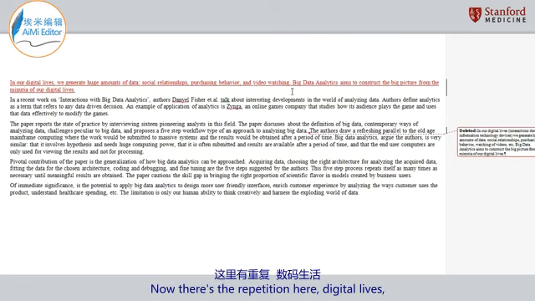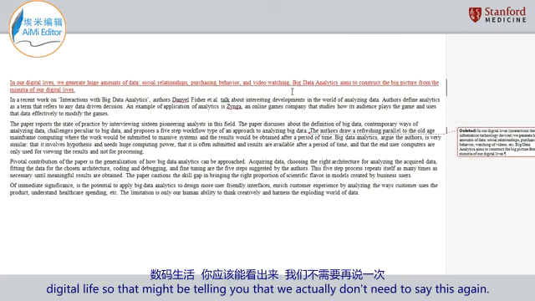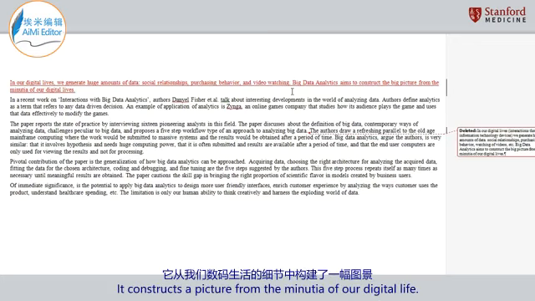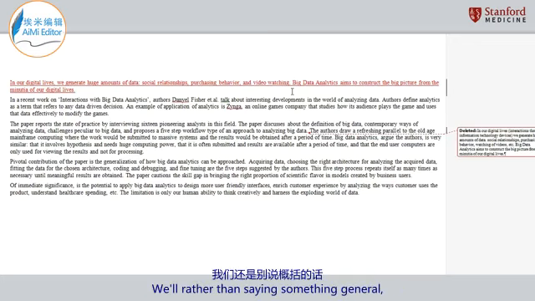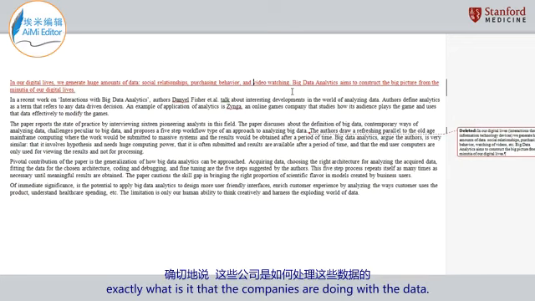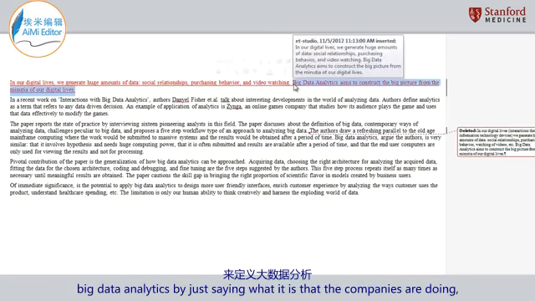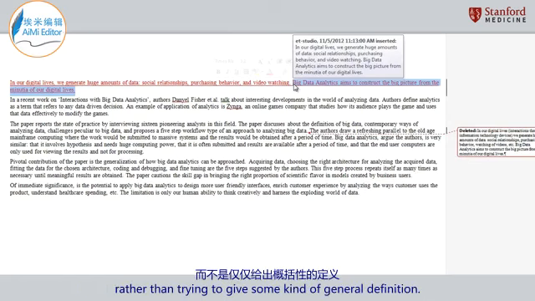So then we get big data analytics aims to construct the big picture from the minutia of our digital lives. Notice the repetition here, digital lives, digital lives. So that might be telling you that we actually don't need to say this again. So that's a little bit of a general way of saying what big data analytics is, right? It constructs a picture from the minutia of our digital lives. Well, rather than saying something general, let's just say very specifically exactly what is it that companies are doing with the data. So I'm going to define big data analytics by just saying what it is that the companies are doing rather than trying to give some kind of general definition.